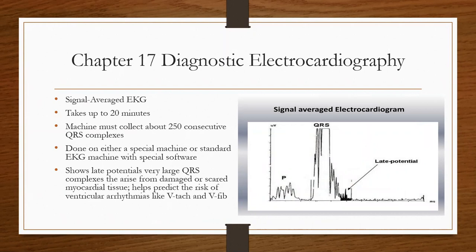This type of EKG takes up to 20 minutes, and it's where the machine will collect about 250 consecutive QRS complexes. It can be done either on a special machine or on the standard EKG machine with special software, and it shows the late potentials in the very large QRS complexes that arise from a damaged or scarred myocardial tissue. And it helps predict the risk of the patient having ventricular arrhythmias like VTAC or VFib.